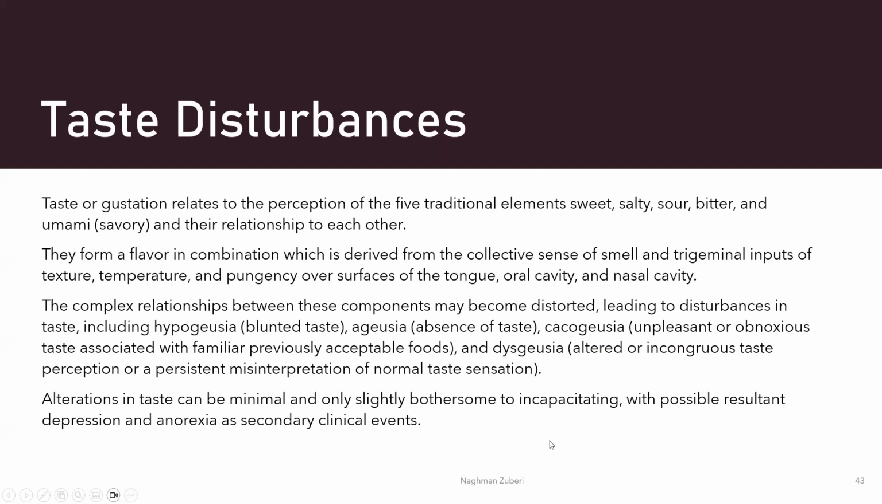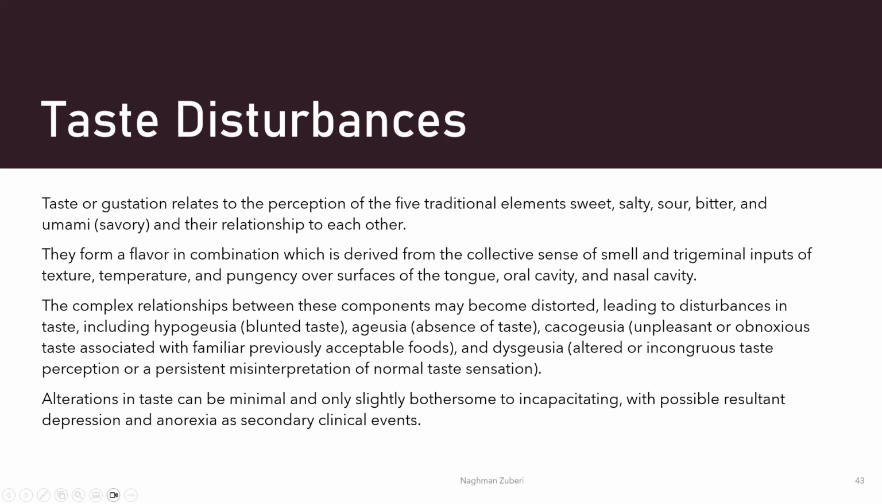Taste disturbances, or dysgeusia. Taste, or gustation, relates to the perception of the 5 traditional elements: sweet, salty, sour, bitter, and umami, that is savory, and their relationship to each other. They form a flavor in combination which is derived from the collective sense of smell and trigeminal inputs of texture, temperature, and pungency over surfaces of the tongue, oral cavity, and nasal cavity.